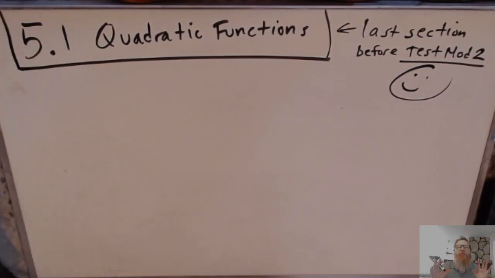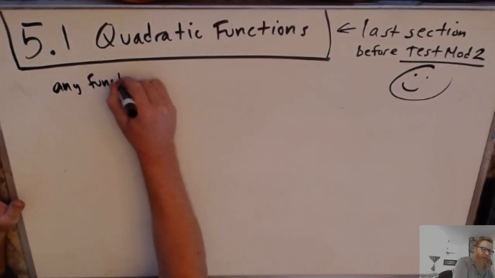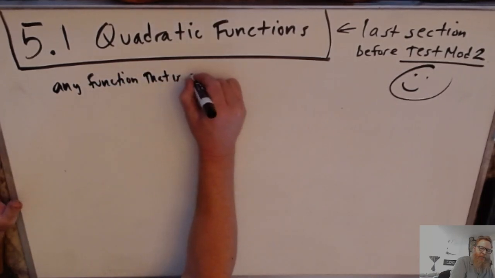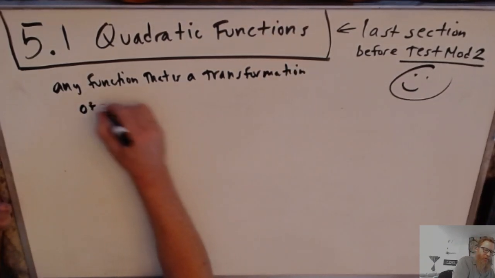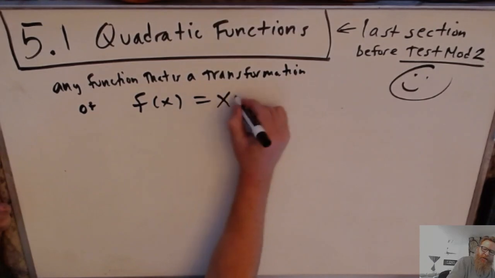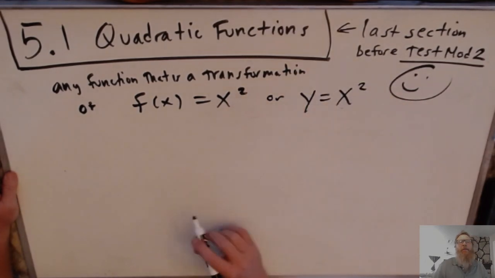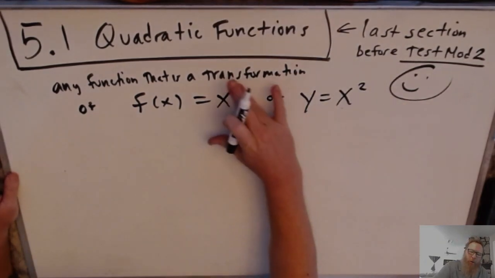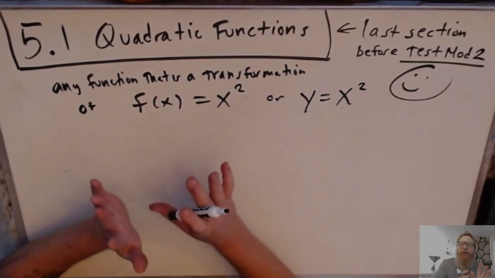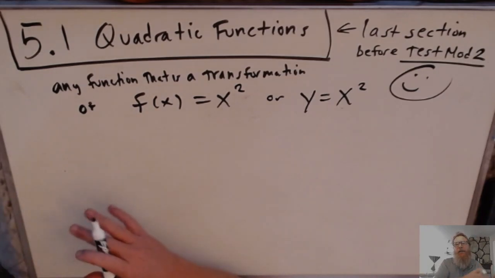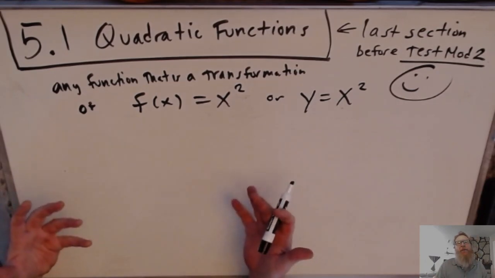So quadratic functions. Quadratic functions are any function that is a transformation of x squared, or y equals x squared. This is what we call a quadratic function. Now, we've already talked a little bit about these in the section on conic sections. We're going to take a slightly different approach to them.